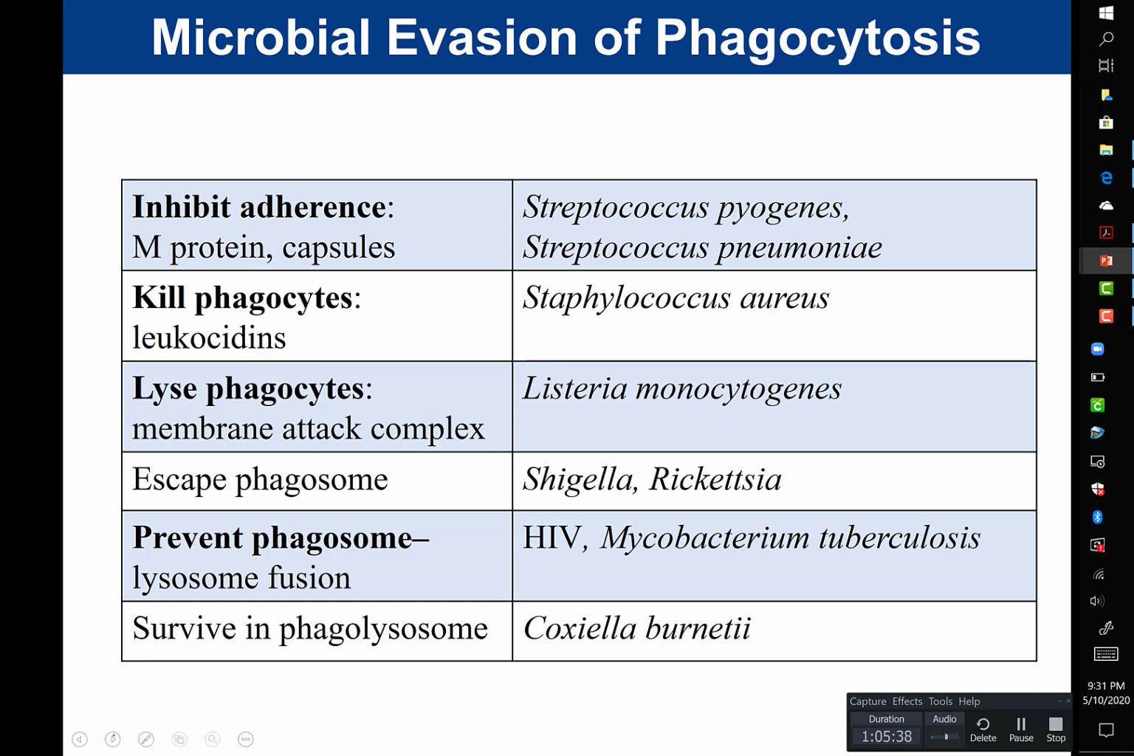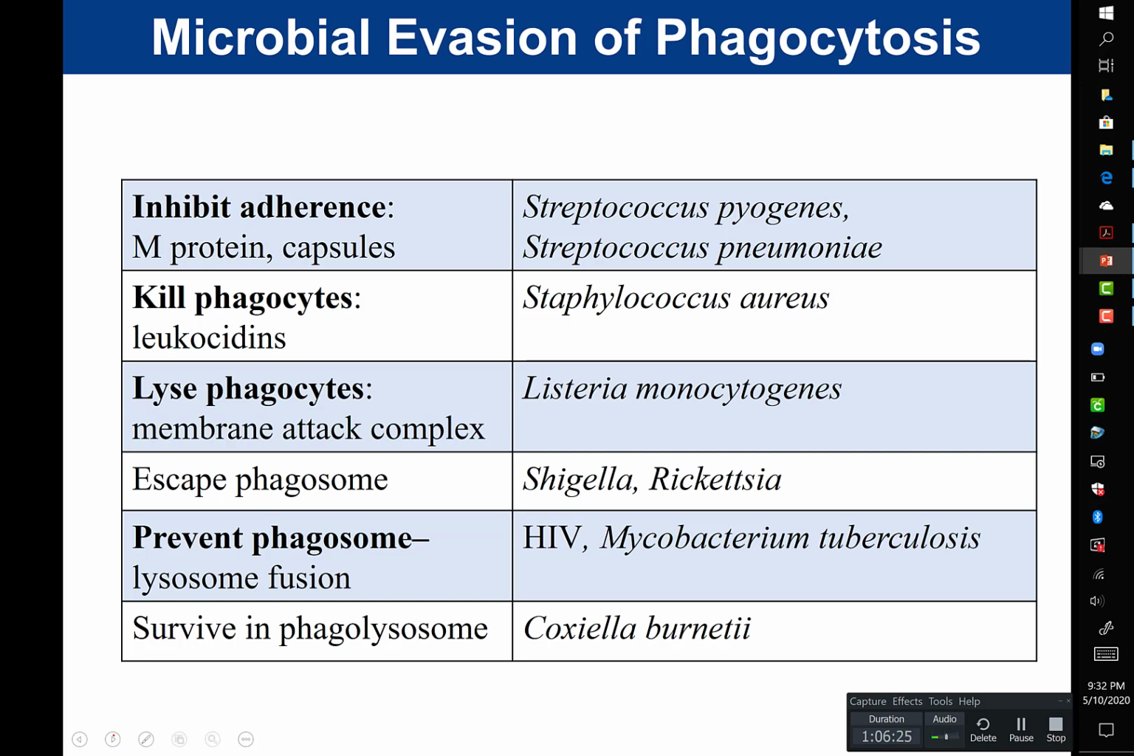Some are going to prevent phagosome-lysosome fusion. What that's going to do is inhibit the breakdown of that microbe. While the microbe can be ingested by phagocytosis, its breakdown is inhibited. We've talked about this before when we talked about Mycobacterium tuberculosis. TB is going to cause scar tissue in the lungs because this bacteria is able to prevent the lysosome from breaking it down. And so you get scar tissue in the lungs as a result. HIV can also evade phagocytes by this method.